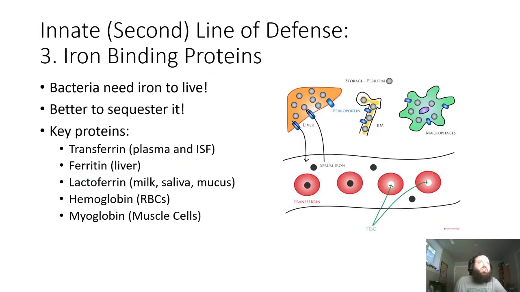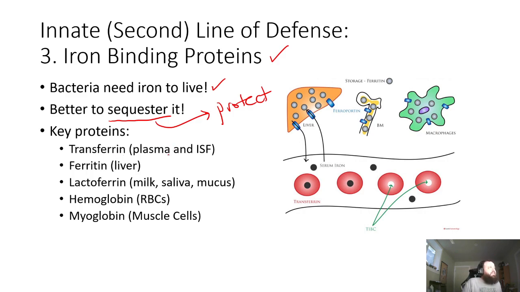We have a couple other smaller lines of defense, but I still want to mention them. The first group is called iron-binding proteins. Basically, the idea is if you have free iron swimming around in your body, that would actually be very useful for bacteria. Bacteria desperately need iron to live. And so, in regions of your body where you store or transport iron, you need to be able to sequester it. Another way to say that is you need to find a way of protecting it so it won't be available to any bacteria or other microorganisms that are in your body.